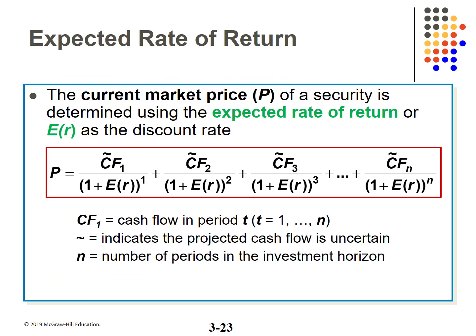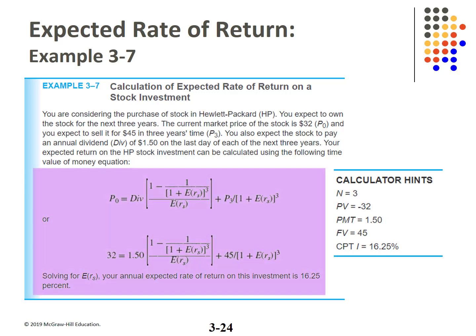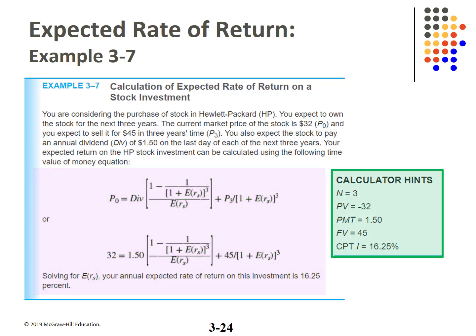Expected rate of return uses expected cash flows and the current price to find the expected rate of return. Example on the next slide. This time you're considering Hewlett-Packard stock. You expect to own the stock for 3 years. The current price per share is $32 and you expect to sell it for $45 in 3 years. You also expect a $1.50 dividend per year. Using the formula, we find the expected return of 16.25%. Using your calculator, we find the same.